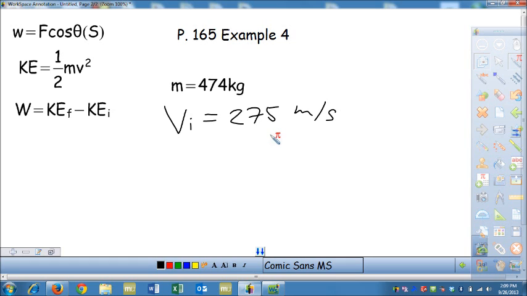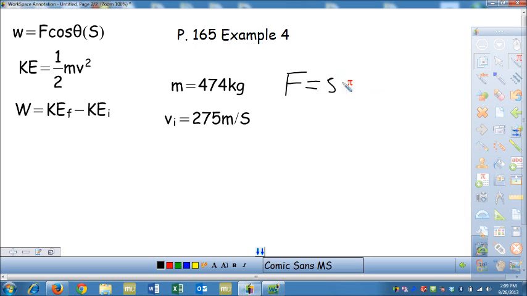No forces act on it except this one force from the thrust engine, which is 5.60 times 10 to the negative 2 newtons. So force equals 5.60 times 10 to the negative 2 newtons. Nice. Okay, that's the thrust from the engine.